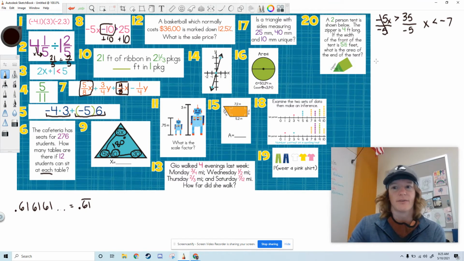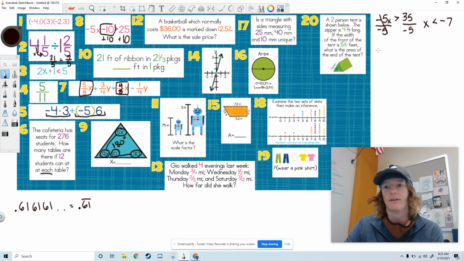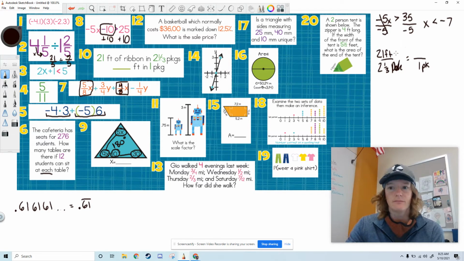Number 10, we need to set up a proportion. We know that 21 feet is 2 1/3 pounds. Packages. PK. So we want to find out what one package is. So in order to get from here to here, you got to divide by 2 1/3. So we need to divide 21 by 2 1/3.